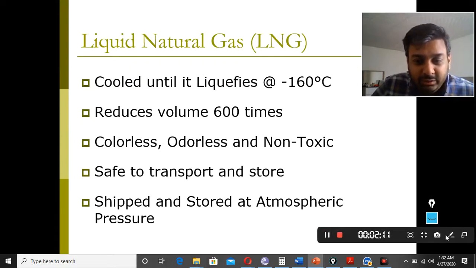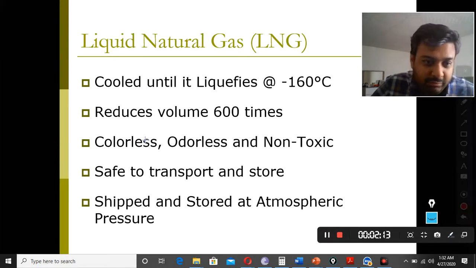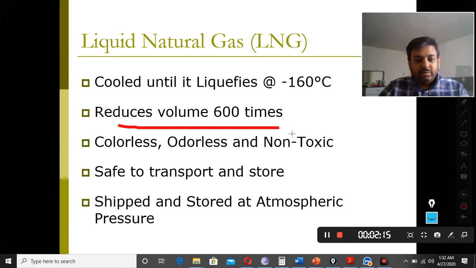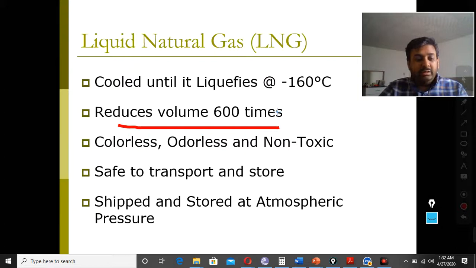And remember, there's one important thing here: the volume is reduced 600 times. That's 600 times its volume is reduced, so it is easy to transport. For example, transporting without compression is very hard because the volume is just too much. So what we do is compress it. When it becomes liquid, it is 600 times compressed.